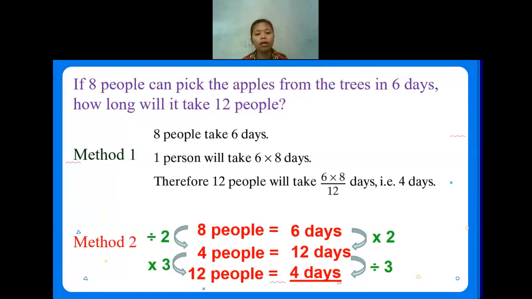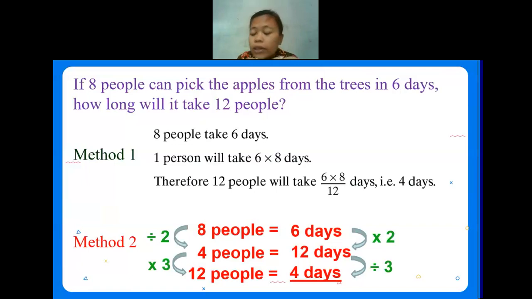Hello, are you still there? If there are 8 people and they want to pick the apples from the trees in a garden, it takes 6 days. And then if there are 12 people who want to take the same amount of apples from the same trees, what do you think? Will they take fewer days or more days? Are you listening to me?